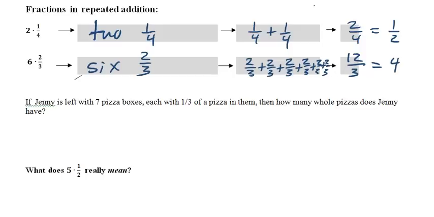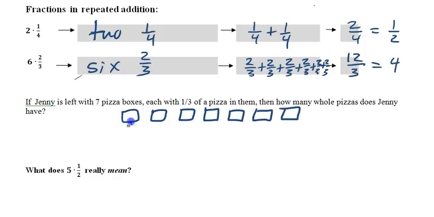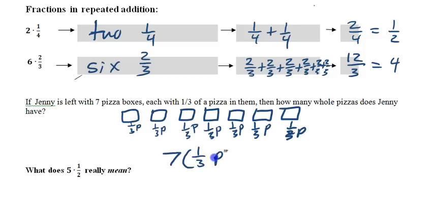So if Jenny is left with 7 pizza boxes, each with 1/3 of a pizza in them, how many whole pizzas does Jenny have? So what we're getting here is a repeated addition. We have 7 pizza boxes. 1, 2, 3, 4, 5, 6, 7. And in each one of them we have 1/3 of a p, 1/3 of a p, 1/3 of a p, 1/3 of a p, 1/3 of a p, 1/3 of a p, 1/3 of a p. And you could just sit there and add them all up, but multiplication is supposed to make this quicker. So what this means is we have 7 1/3 of pizzas.